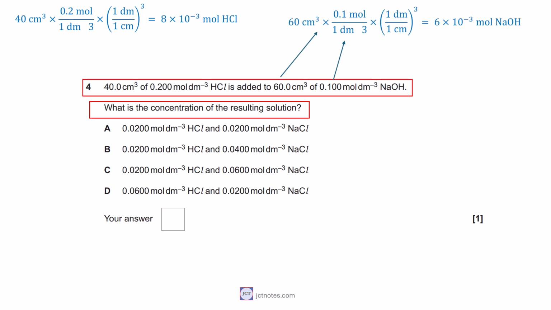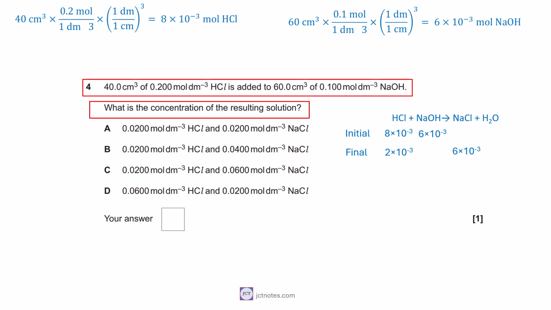The reaction is 1 mole of hydrochloric acid reacts with 1 mole of sodium hydroxide to obtain 1 mole of sodium chloride and water. As we have more moles of acid, this is going to be in excess. After the reaction is completed, we are left with 2 by 10 to the power of minus 3 moles of hydrochloric acid. All the sodium hydroxide has been consumed to produce 6 by 10 to the power of minus 3 moles of sodium chloride.